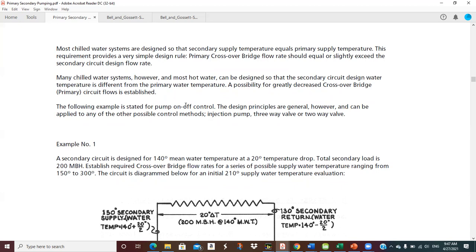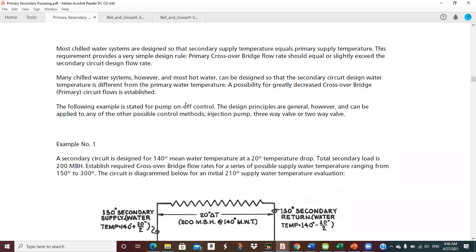Pretty simple. This requirement provides a very simple design rule. Primary crossover bridge flow rate should equal or slightly exceed the secondary flow, and you may want to just slightly exceed it on the design to make sure that you have enough primary water available to go into the secondary. Because if you starve it, if you said you were going to have 100 GPM and you had 90 GPM, and you're circulating 100 in the secondary, then you would be recirculating 10 and mixing, and then that 42-degree water would probably turn out to be 45 or 46, and maybe you wouldn't have enough capacity to air condition your space at the design condition when it's really hot outside. So that's just a little safety factor you can put in there.